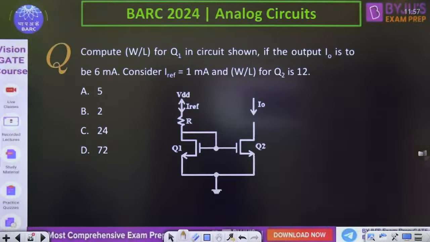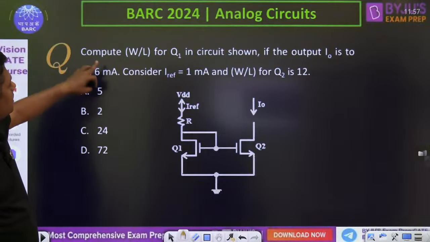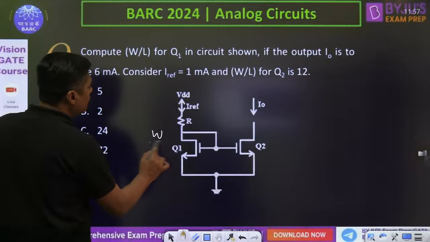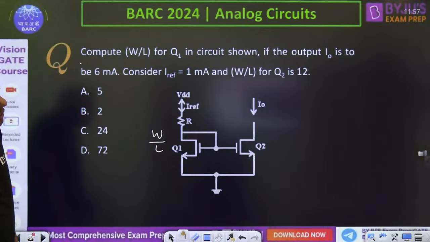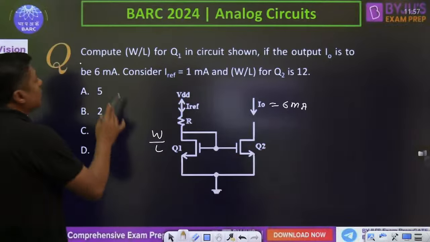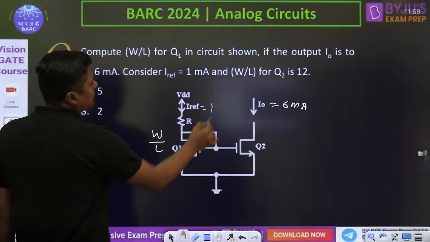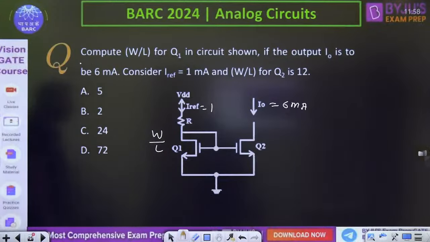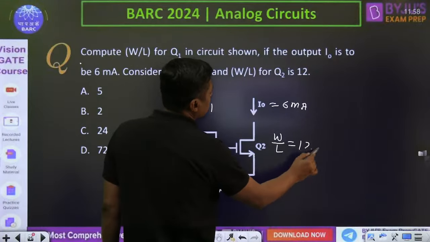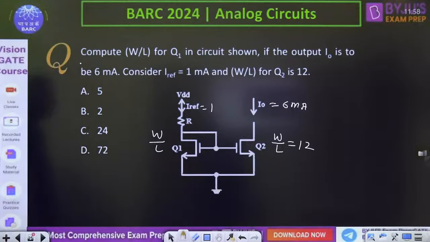अब आते हैं जरा, ये देखो, दिस इज अ क्वेश्चन ऑन करंट मिरर सर्किट. कंप्यूट द W/L फॉर द Q1. What is the aspect ratio in the circuit if the output I0 is to be 6 milliampere? Consider the I reference is 1 milliampere. This is 1 milliampere and W/L for the Q2 is 12. बताओ भाई कितना होना चाहिए W/L? What will be? बहुत ही इजी क्वेश्चन है, बहुत ज्यादा इजी. ऐसे क्वेश्चन आएंगे सीधा सीधा रेशियो निकाल के बता रहा.